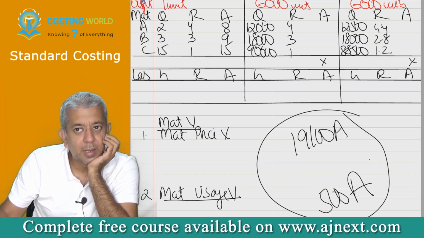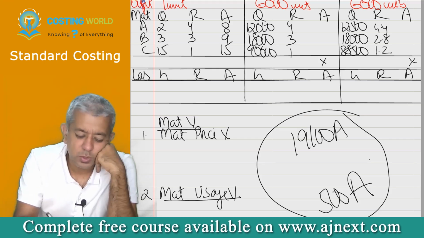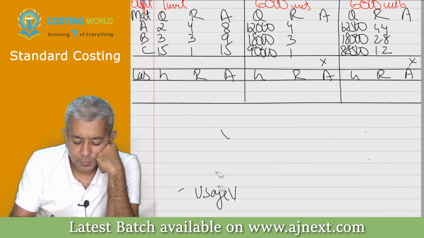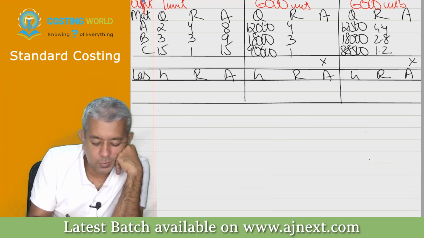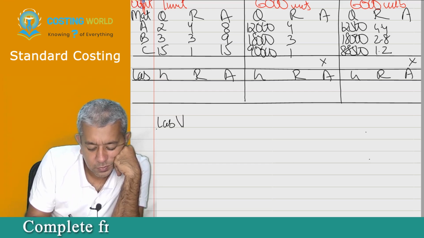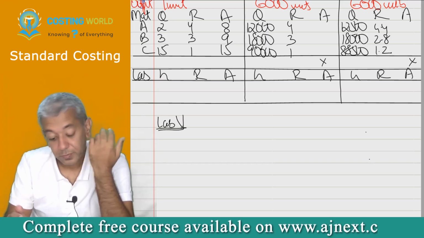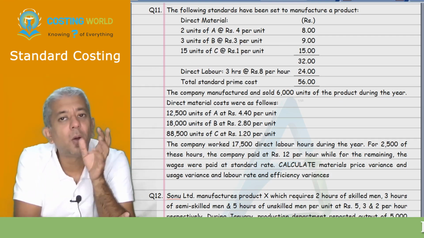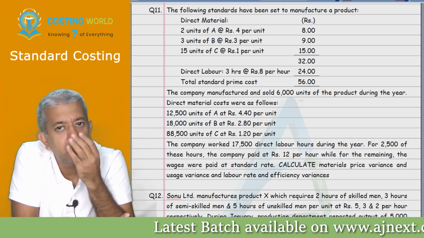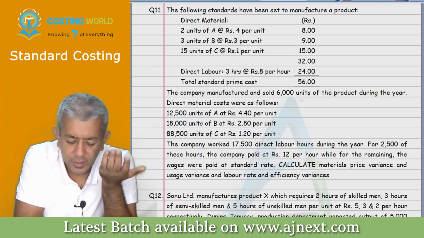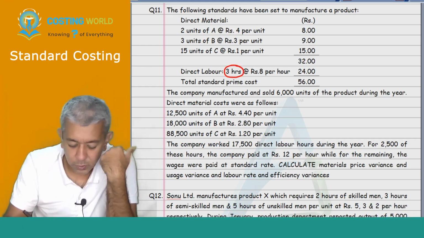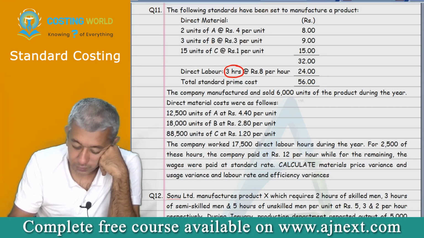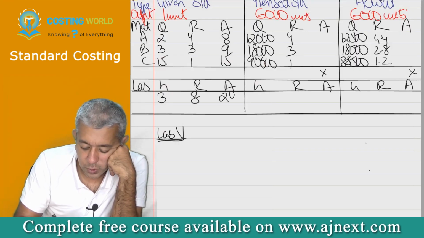Now labor I'm going to be doing just for some reason. Actually, it's too simple, but I think I should be doing it. You'll write down below your material usage variance, write down labor variances. Now see, for 1 unit of the product, tell me how many types of workers are there in this question? One type. There's only one type. Skilled men, skilled women, those things are not given to you. So for 1 unit, 3 hours should have been taken at the rate of 8 rupees.